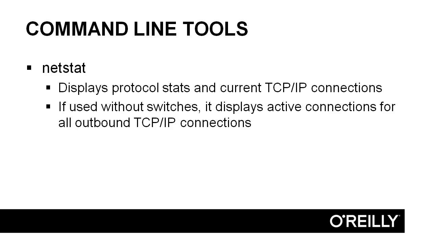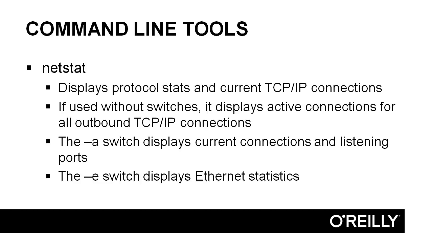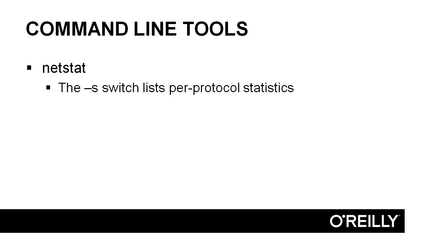And I'll just tell you to try this one. We're going to do it in the demo video, but it might shock you sometimes how many connections your machine has to other locations. You can use the -a switch to display current connections and listening ports. Pretty cool there to find out what ports you're listening on. The -e switch will also display Ethernet statistics. The -s switch will list per protocol statistics, and that can be kind of interesting.